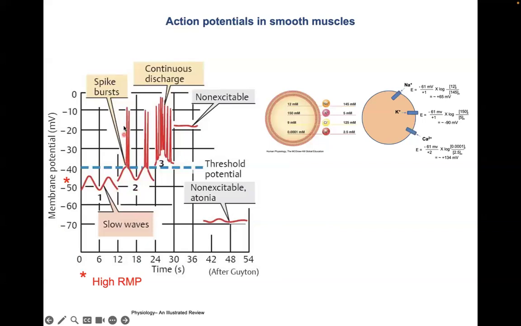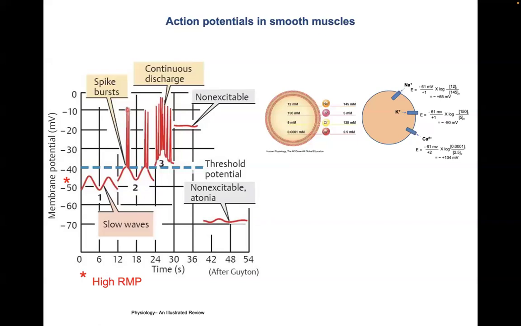Now, the depolarization phase of these action potentials is mediated by calcium. Why? We have here an abundance of calcium channels, very few sodium channels. And since the calcium channels here open up in a voltage-gated fashion, and we have a very large electrochemical force for calcium, it will go into the cell, thereby depolarizing the membrane potential to almost minus 10 millivolts.